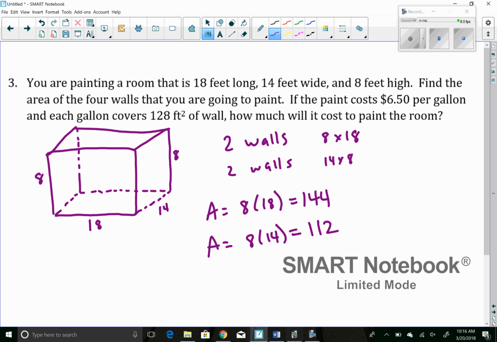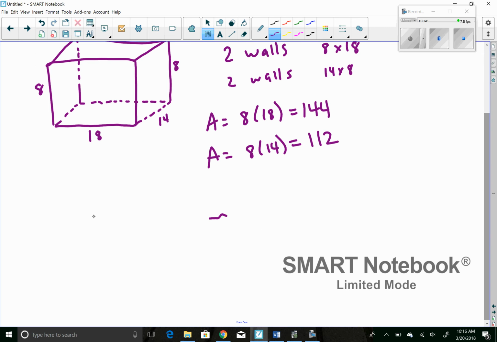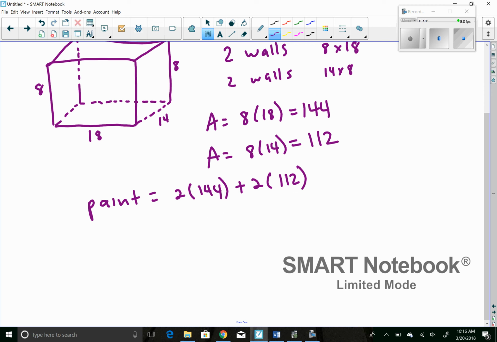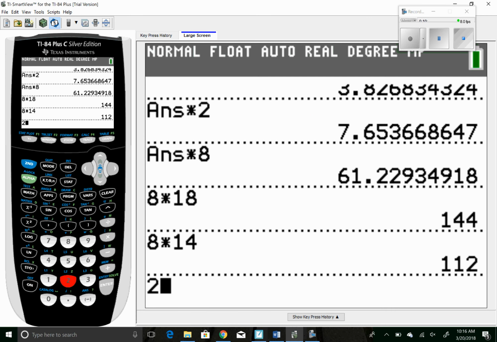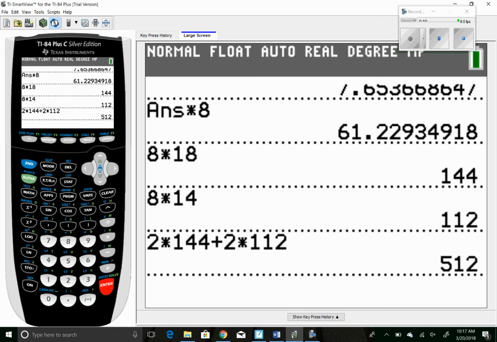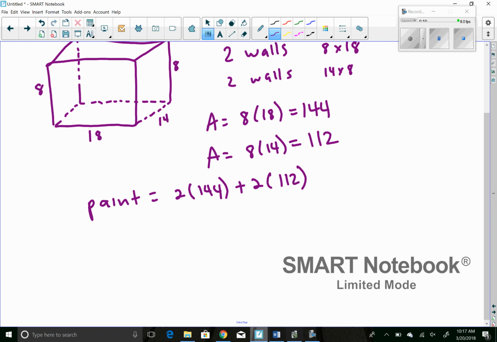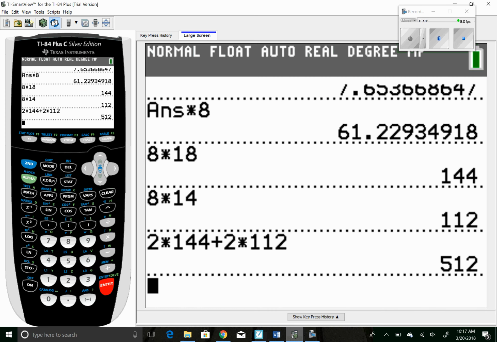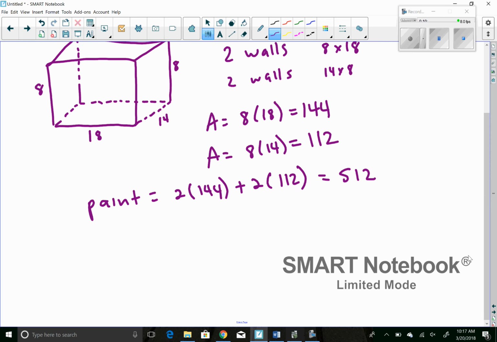So in total, the total paintable area, right? So you need to paint 2 times 144 plus 2 times 112, because there's 2 of each of those types of walls. So again, if we figure out the area here, so we have 2 times 144 plus 2 times 112. I have to paint 514 square feet of wall. All right, it's 512 was? Yeah, 512. So let's keep reading the problem.